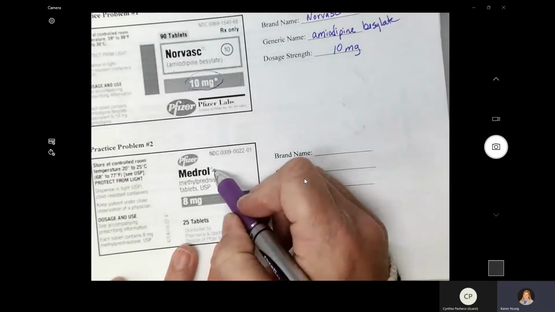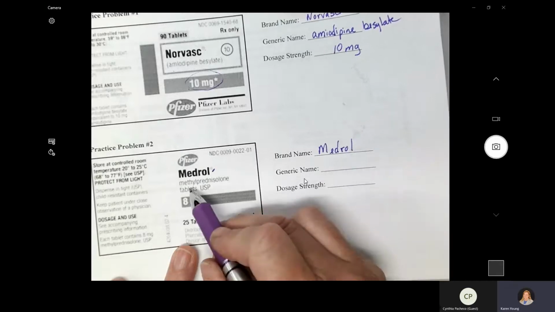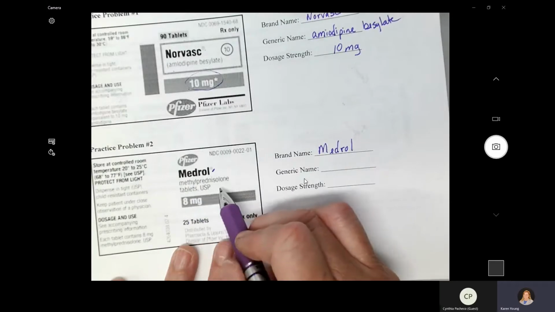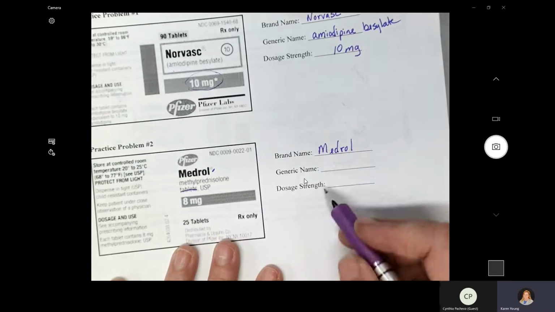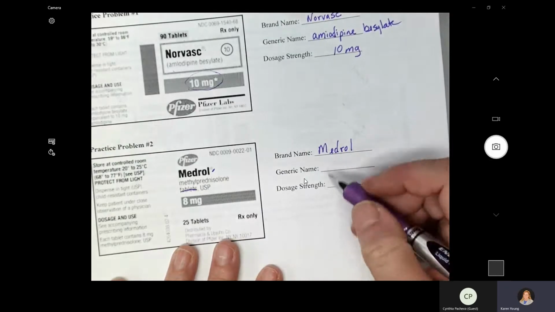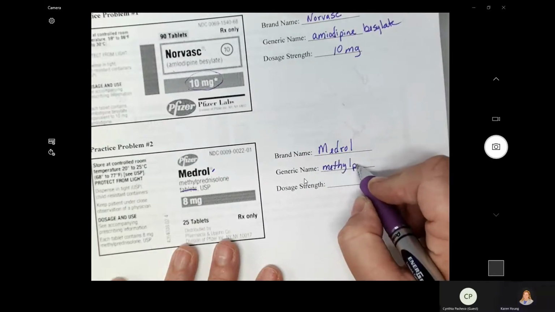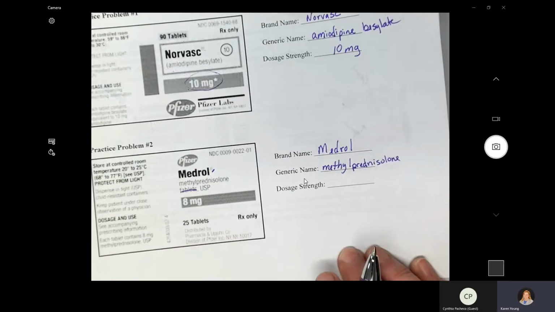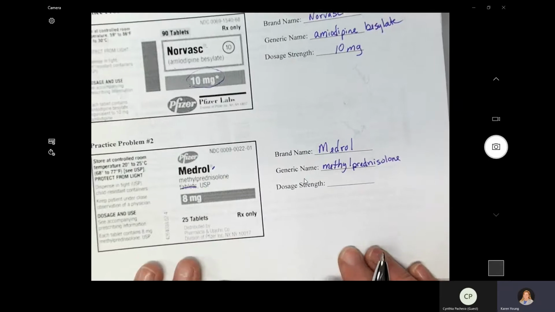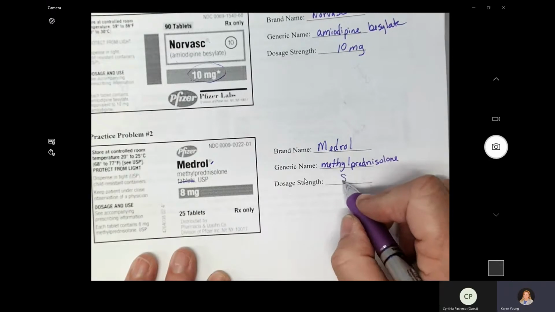And again, notice the Medrol has that little R, so it's my brand. The methylprednisolone tablets, USP, that's all lowercase, well, except for USP, but we don't put tablets. That's not part of the generic name. That's the form of the drug. So I would put the methylprednisolone. Only thing I do know about that one is that it is a steroid. And I know that because it's prednisone. And then again, my dosage strength is 8 milligrams.